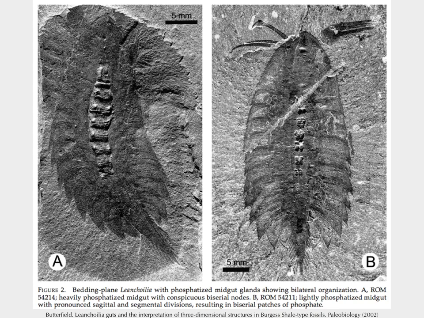Here you can see this animal is bilaterally organized. You can see something about actually the midgut structure from this fossil. It's not just a cast of the outside. That is the detail of the inside of the animal from the fossilization.